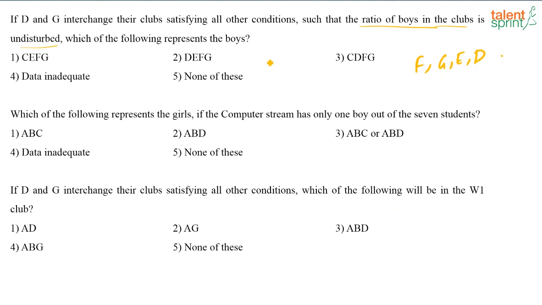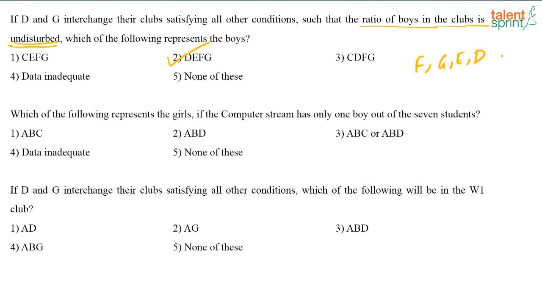So what will be the answer for this question? Which of the following represents boys? D, E, F and G. If D and G interchange their clubs, satisfying all the other conditions, such that the ratio of the boys in the club is undisturbed. When will the ratio be undisturbed? Ratio will be undisturbed when D and G are of the same gender, correct? I already know G is a male person, so D will also be a male person.